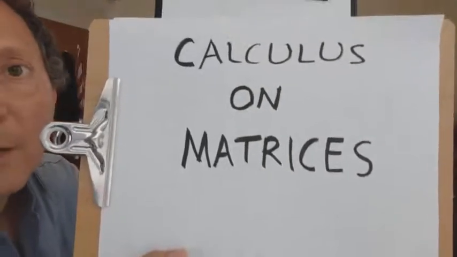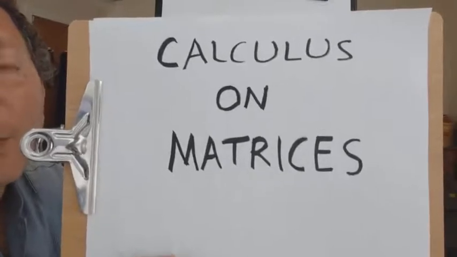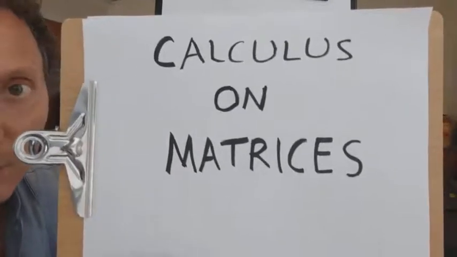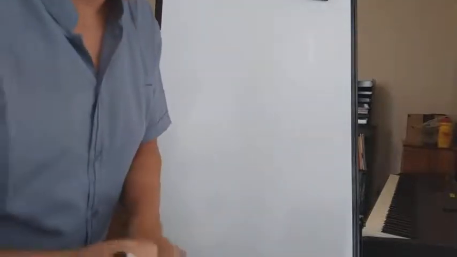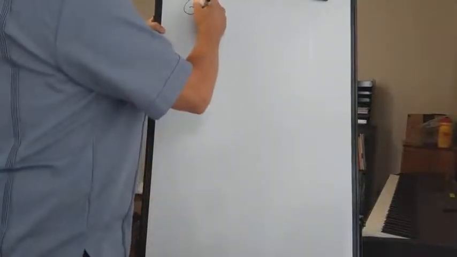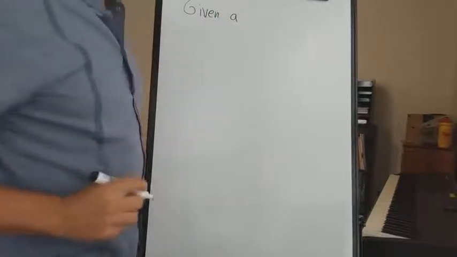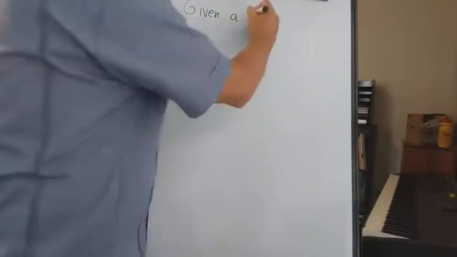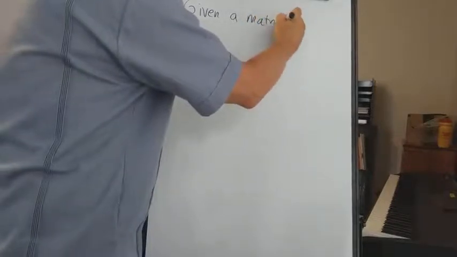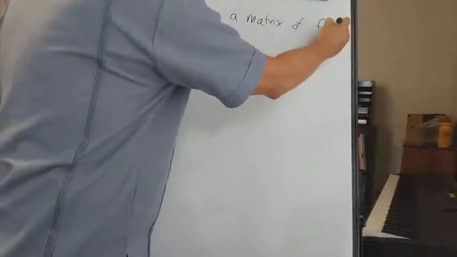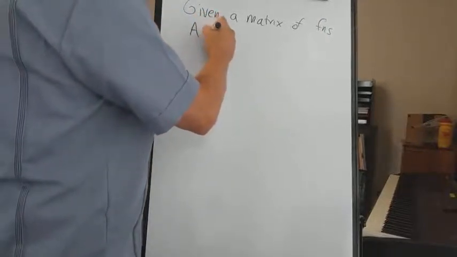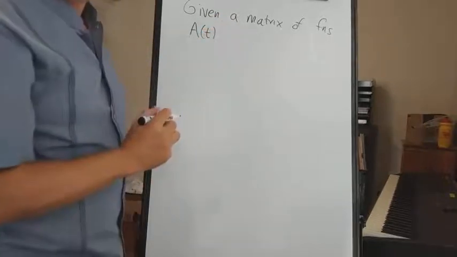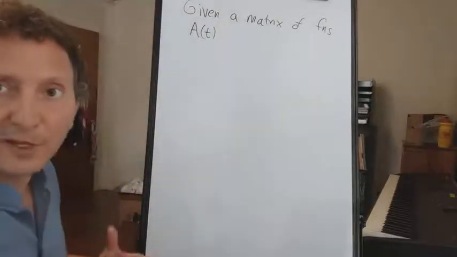All right, I want to explain the unary operations of differentiation and integration of matrices. Again, unary operations mean something we can do to one matrix. So if we're given a matrix of functions, let me write A of t. So these functions inside of it will be functions of t.